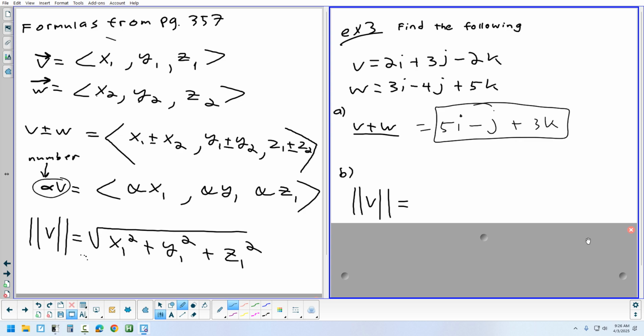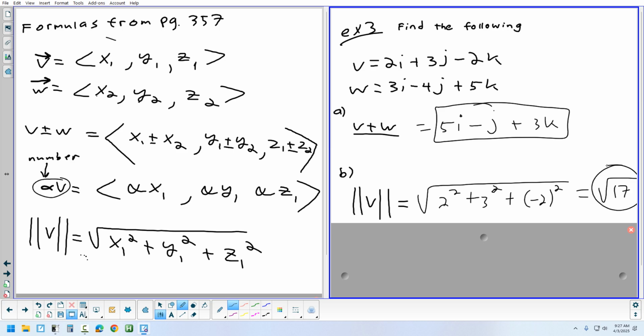How about Michael? The square root of 2 squared plus 3 squared plus negative 2 squared. Yep. So 2 squared plus 3 squared plus negative 2 squared. So that's going to give me 4 plus 9 plus 4. That gives me the square root of how much? Yep. 17. Yep.